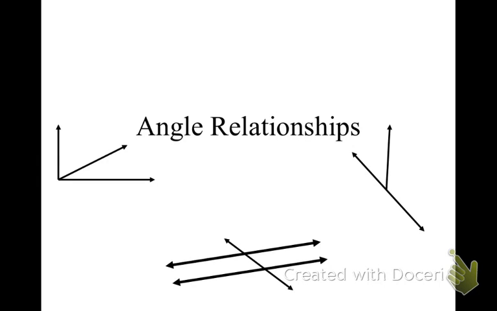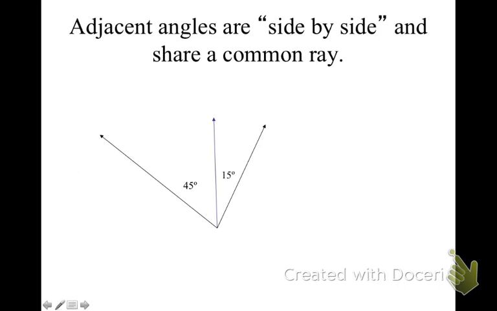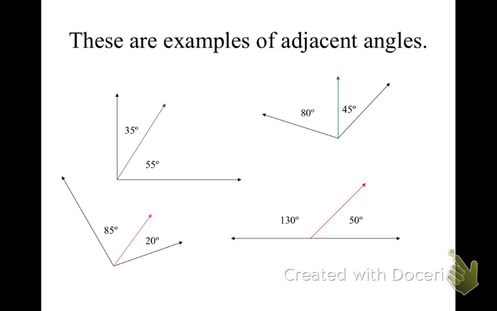All right, in today's lesson, we're going to be learning more about angle relationships and finding some missing angle measurements. So adjacent angles are side by side and they share a common ray. In this picture, the 45 degree angle and the 15-degree angle are adjacent.